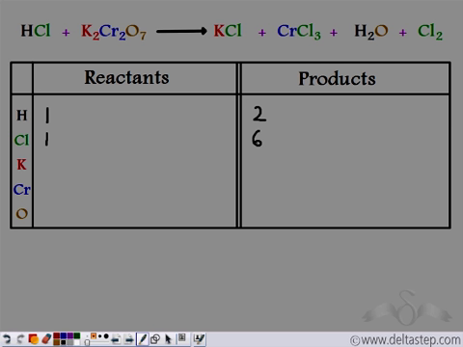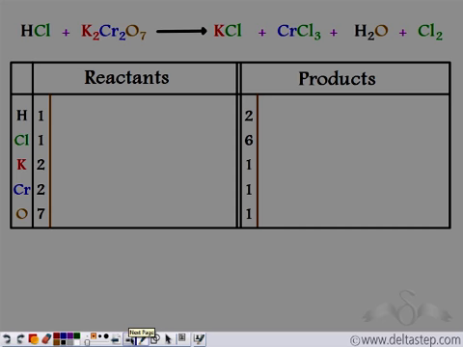Then we have potassium. Here we have 2 into 1, 2 atoms. And here we have just 1. Chromium. Here we have 2 into 1, 2 atoms. And this side we have 1 into 1, that is 1. Last, oxygen. Here we have 7 into 1, 7 atoms. And on the product side we have 1 into 1, 1 atom. So these are the given number of atoms of the different atoms on both the sides.